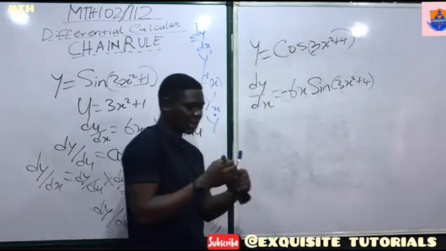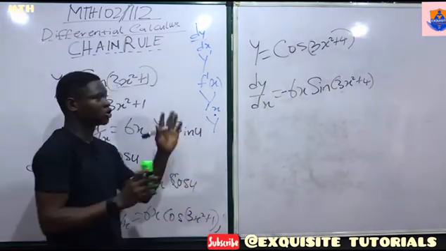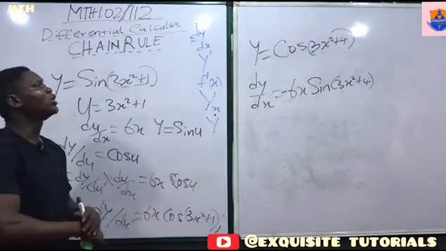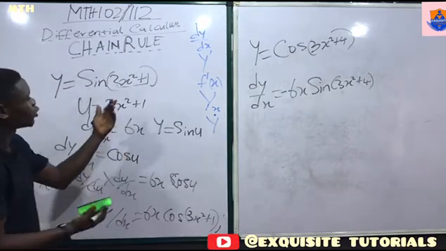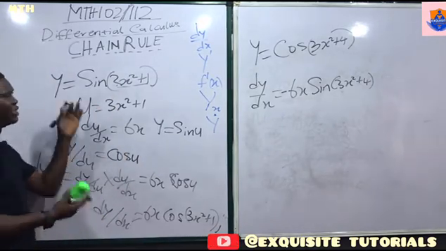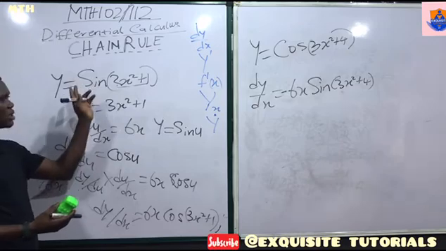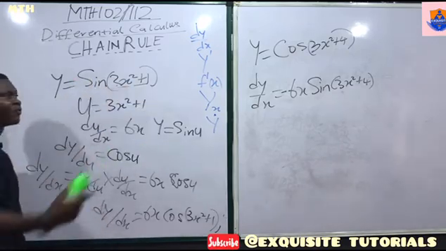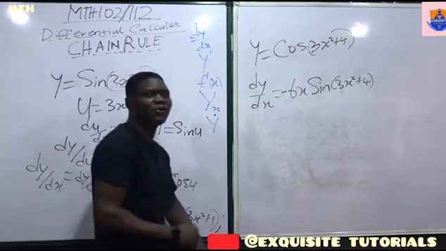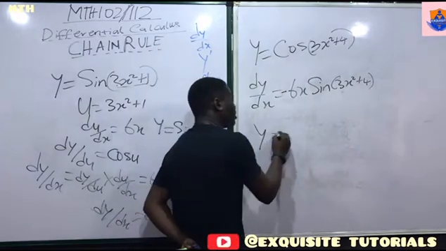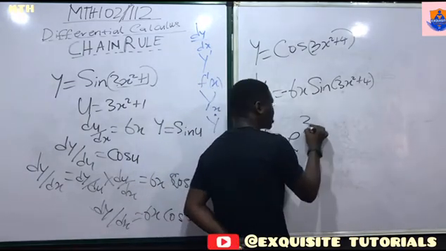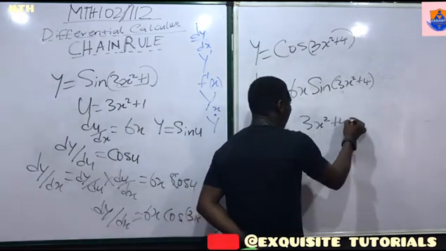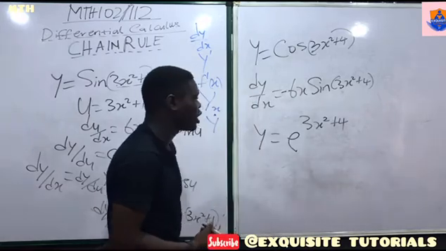That's just your answer. It's very, very easy and straightforward. So if you have sine of a function and you're looking for dy over dx, differentiate the function and times it by cos of the function. What if it was exponential? Let's say you have exponential 3x squared plus 4, and you are asked to look for dy over dx.